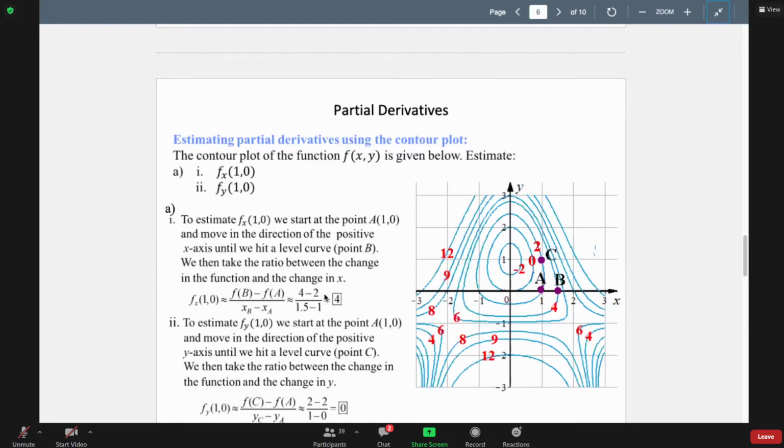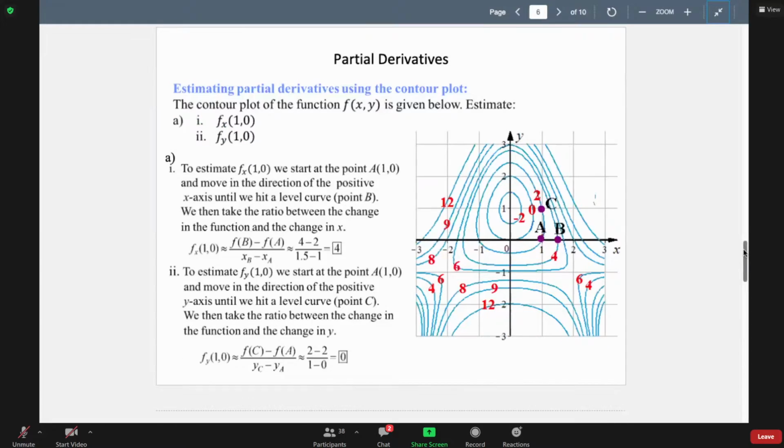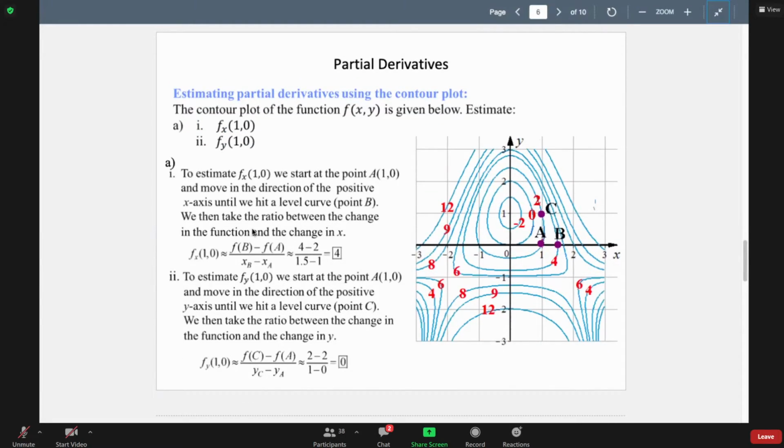So if you compute this, you will see that the partial derivative with respect to x is more or less 4. And you see that it's positive because the function is increasing. At A, the value of the function is 2. At B, the value is 4. So the function is increasing, which tells us that the derivative is positive, and this agrees with the picture. Again, this is a somewhat tedious process, and of course this is just a rough estimation of those derivatives.